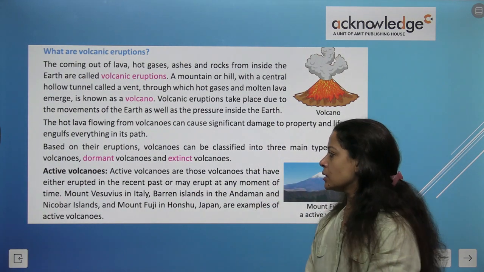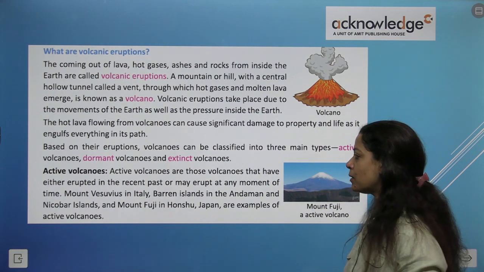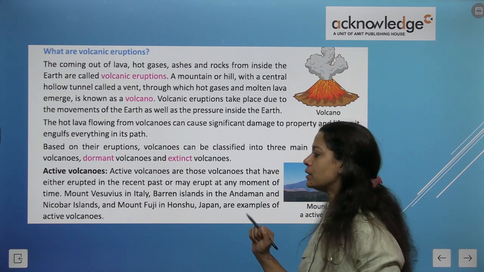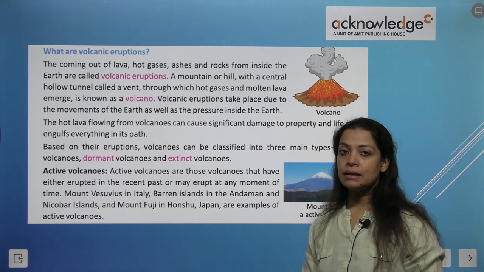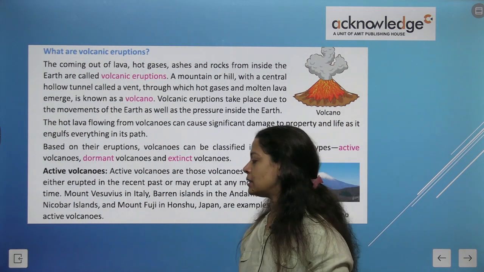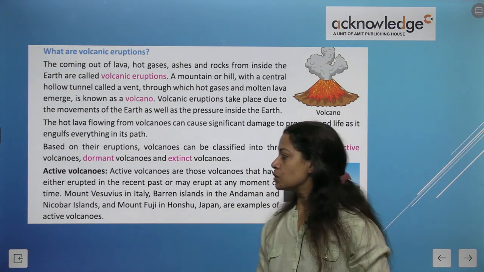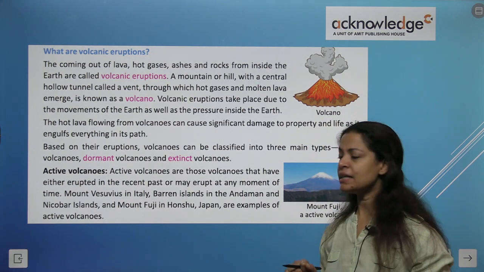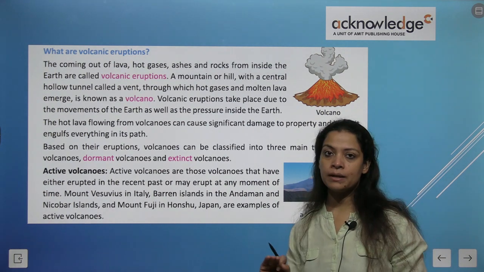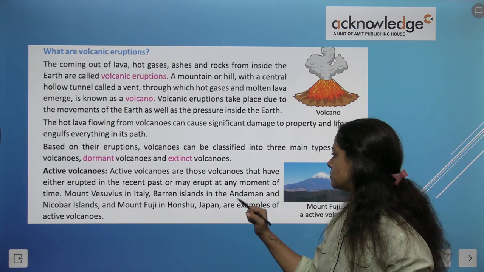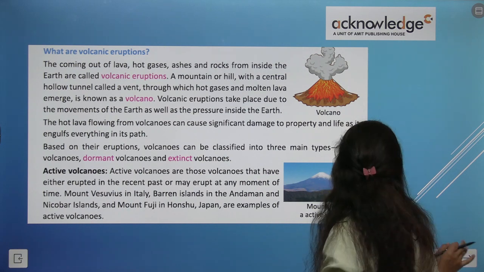Based on their eruptions, volcanoes can be classified into three main types called active volcano, dormant volcano, and extinct volcano. So active volcanoes वो होते हैं that have either erupted in the recent past or may erupt at any moment of time. Mount Vesuvius in Italy, Barren Island in the Andaman and Nicobar Islands, and Mount Fuji in Honshu, Japan are examples of active volcanoes. So active volcanoes are those that have erupted in the past or recent years. तो इस तरह के examples हैं Mount Fuji in Japan, then we have Barren Island in Andaman and Nicobar Islands, and Mount Vesuvius in Italy.